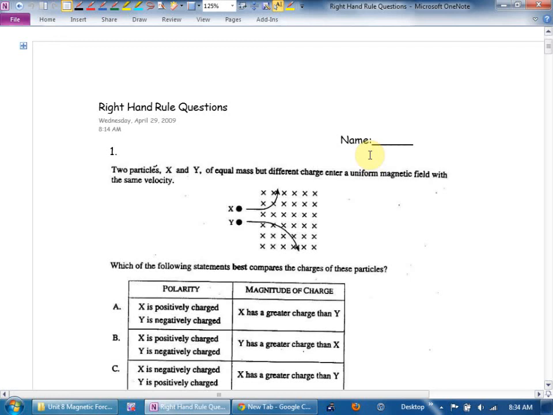So on this right-hand rule questions handout, I've given you a few questions to try. Right now, the homework is all of them. Every question is fair game. This is going to be due the day of your test along with the review.